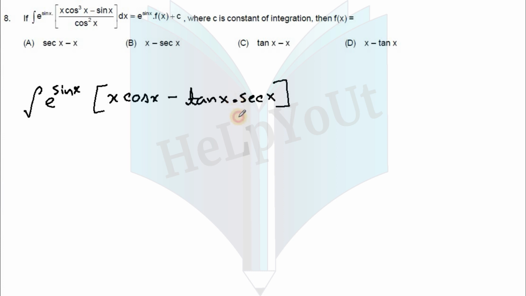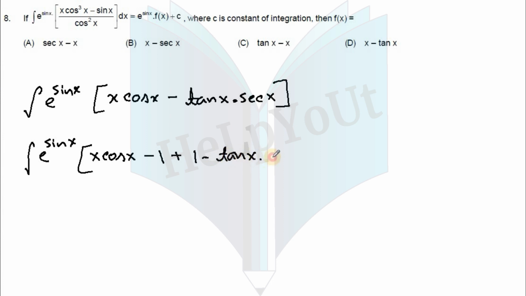Here we need a trick actually. See, e to the power sin x is common here, and we need to write an extra minus 1 here and plus 1 here, and here was tan x times sec x, and dx, of course.